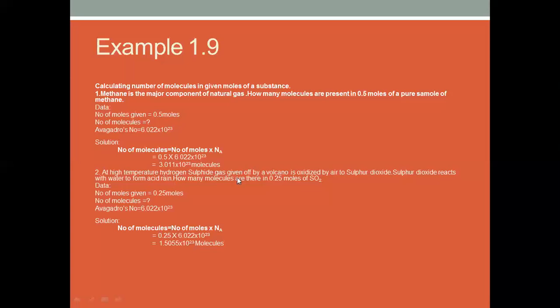So how many molecules are there in 0.25 moles of sulfur dioxide? Again, the same thing, same formula, just instead of atoms, write number of molecules. Number of moles given are 0.25, Avogadro's number. After multiplication, you will get the answer.